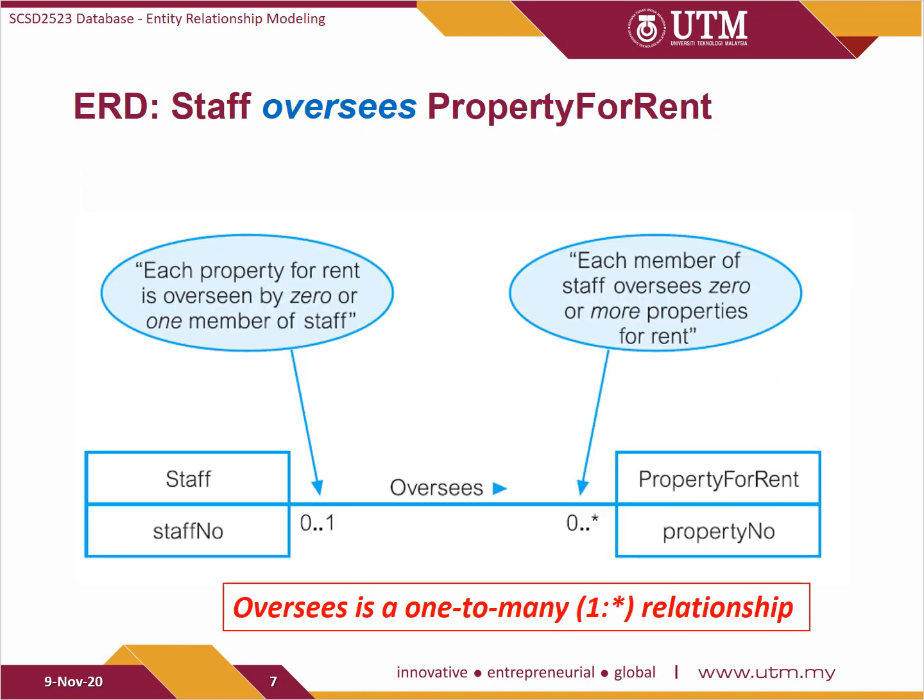And this is a diagrammatic view, or ER diagram, of the Staff Oversees PropertyForRent relationship. To represent that a member of staff can oversee 0 or more PropertyForRent, we place a 0..* beside the PropertyForRent entity. And to represent that each PropertyForRent is overseen by 0 or 1 member of staff, we place 0..1 beside the Staff entity.